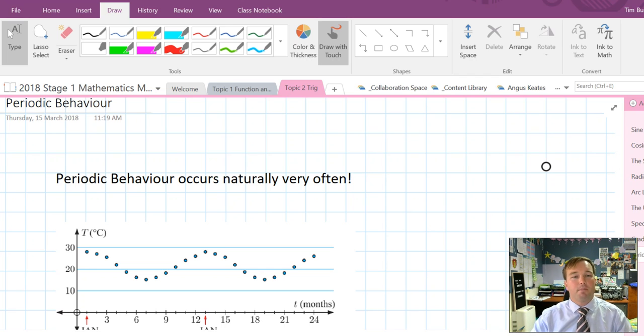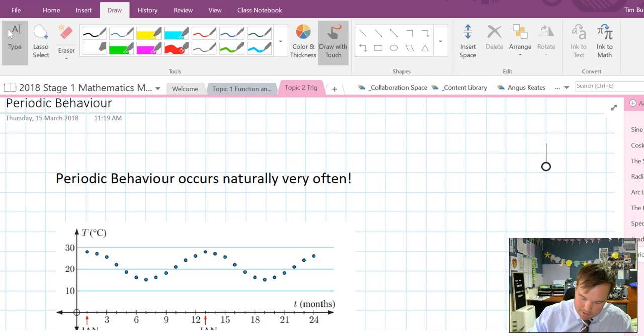Once again, I apologise, my pen does not work. Here we're going to start looking at what will become trig graphs. But to start, initially, we're going to use a little bit of language here and just look at what we mean by periodic behaviour.